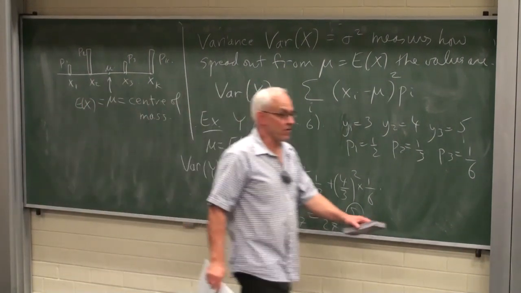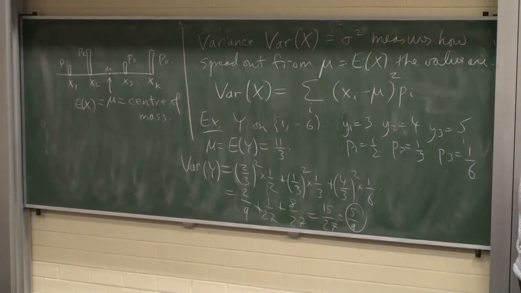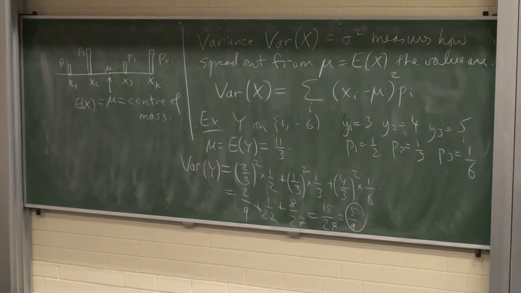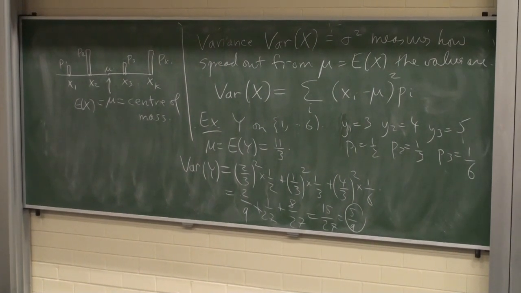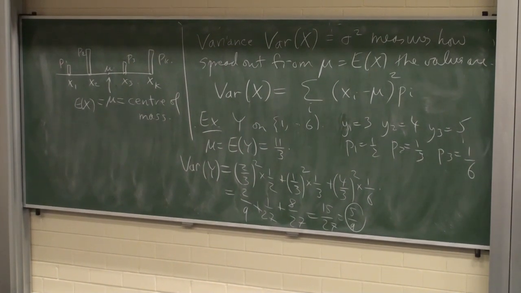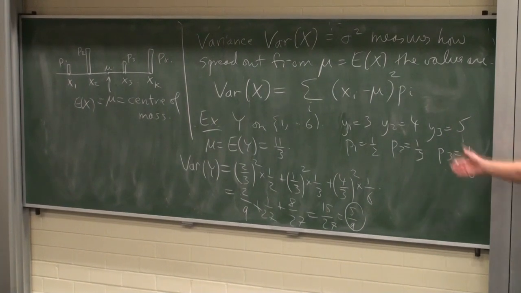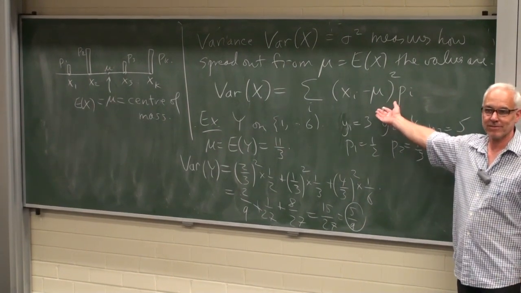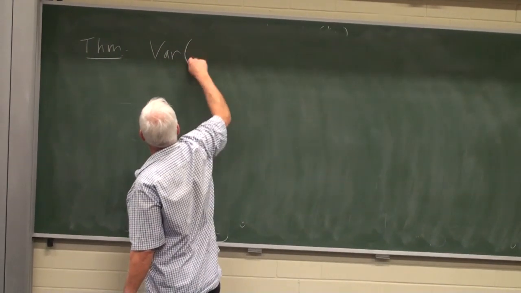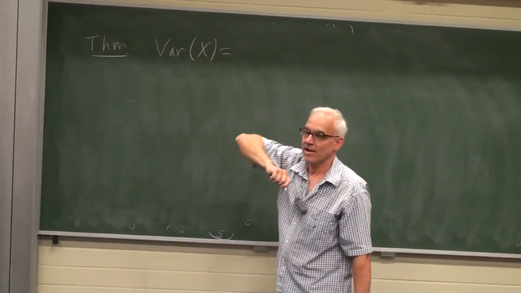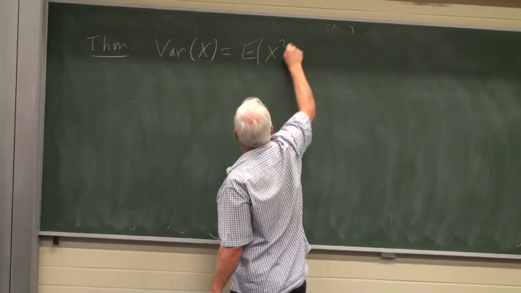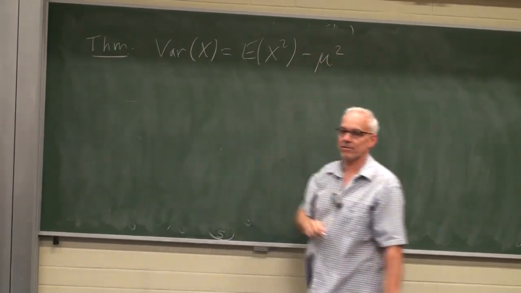There's an alternate formula for the variance, which is, in fact, a little bit more widely used. Because as you can see, this formula usually involves some fractional arithmetic because the mean is usually a fraction. So there's another formula, which we'll write as a theorem, that says that the variance of x is also equal to the expected value of x squared minus mu squared.